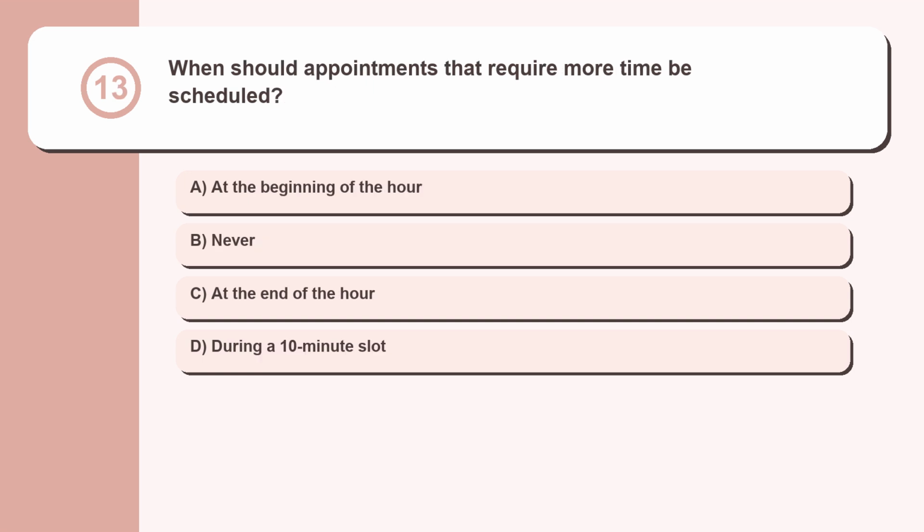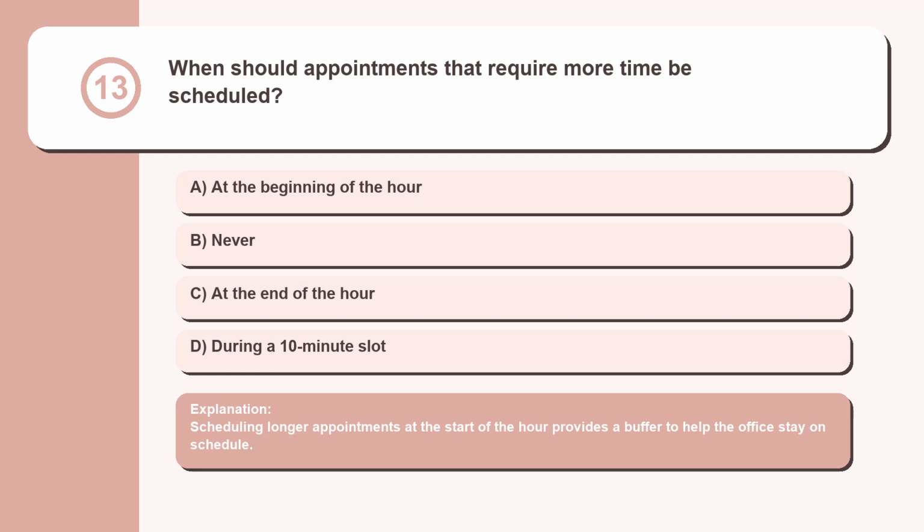Question 13. When should appointments that require more time be scheduled? Here are your options. Option A. At the beginning of the hour. Option B. Never. Option C. At the end of the hour. Option D. During a 10-minute slot. Explanation. Scheduling longer appointments at the start of the hour provides a buffer to help the office stay on schedule.